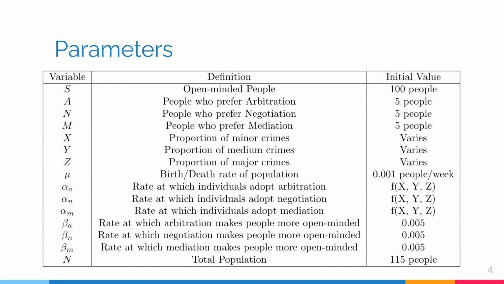These are our model's parameters. Note that X, Y, and Z are the proportion of minor, medium, and major crimes, respectively. The alphas correspond to the rate at which an individual adopts a resolution strategy method, and the betas correspond to the rate at which interacting with someone with a certain resolution method makes you more open-minded.